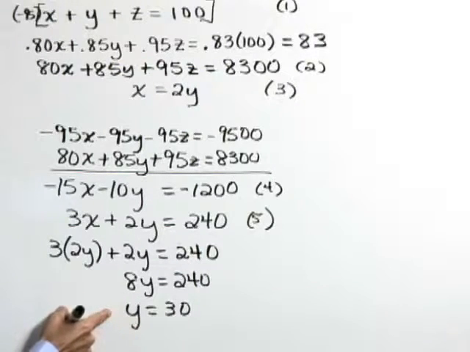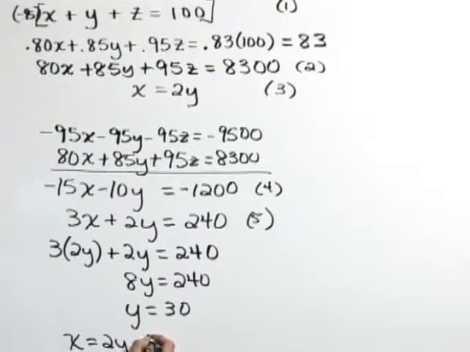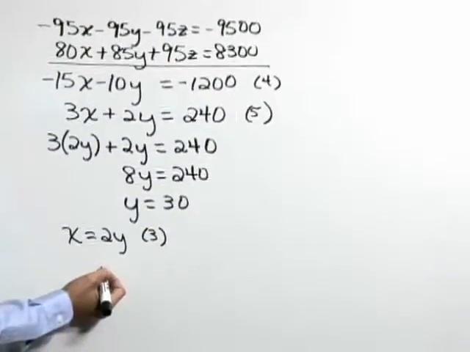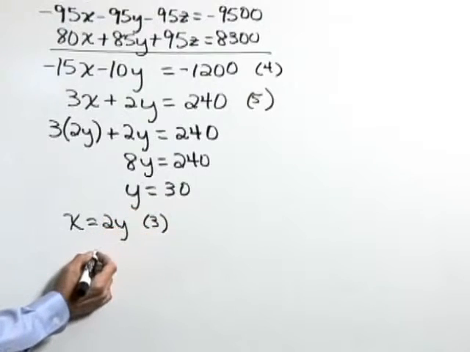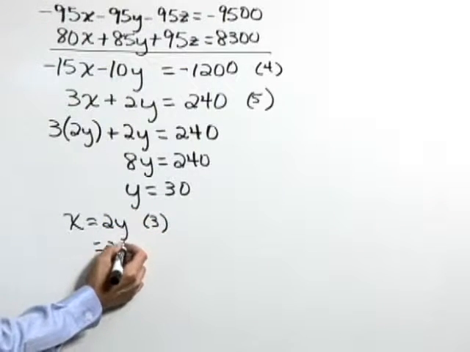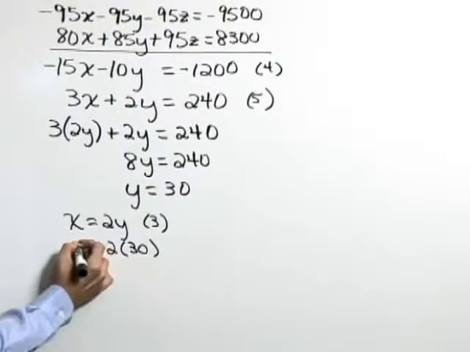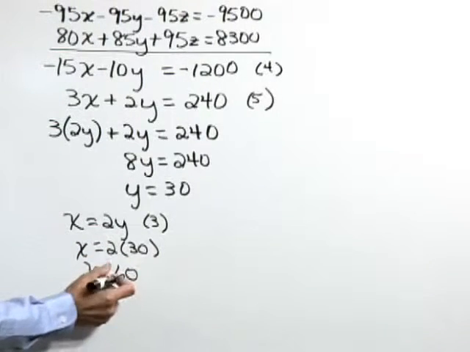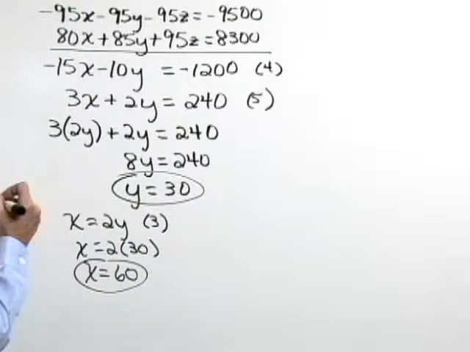So we found the amount of Irish breakfast. That's 30, and this is in terms of ounces. Let's use now equation 3, which reads x is equal to 2y, to solve for x, the amount of orange pico. Substituting 30 in for y gives x is equal to 2 times 30, or x is equal to 60. So now we know the amount of orange pico.